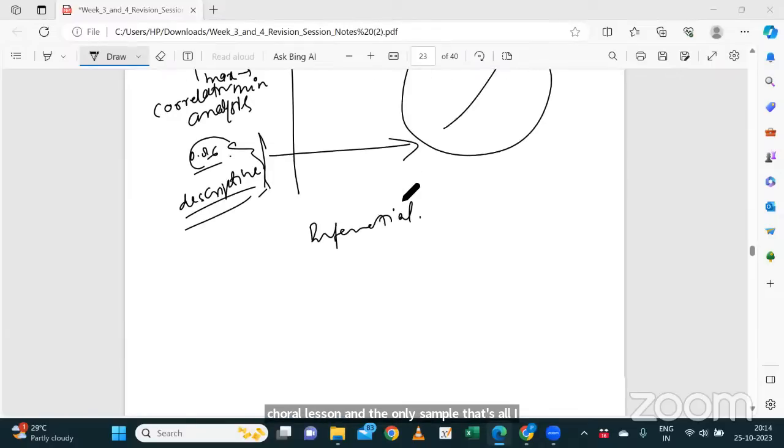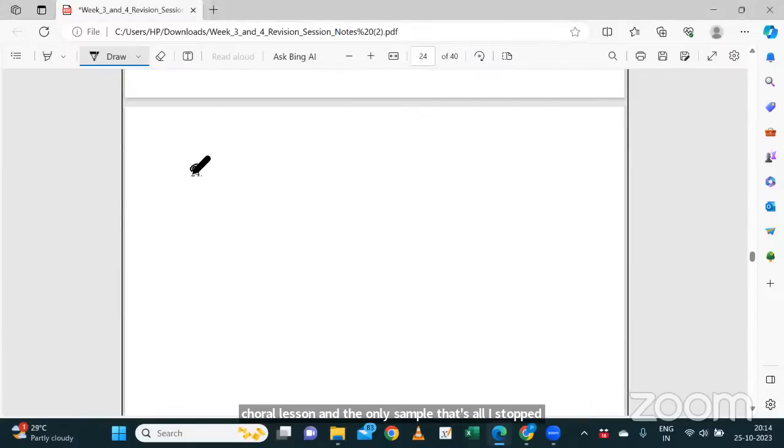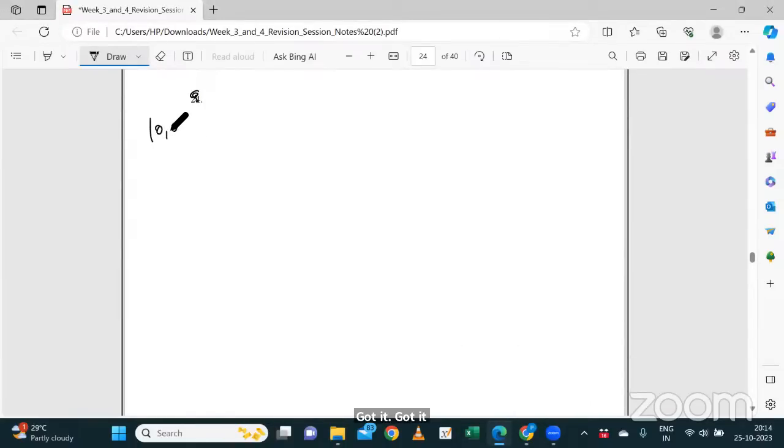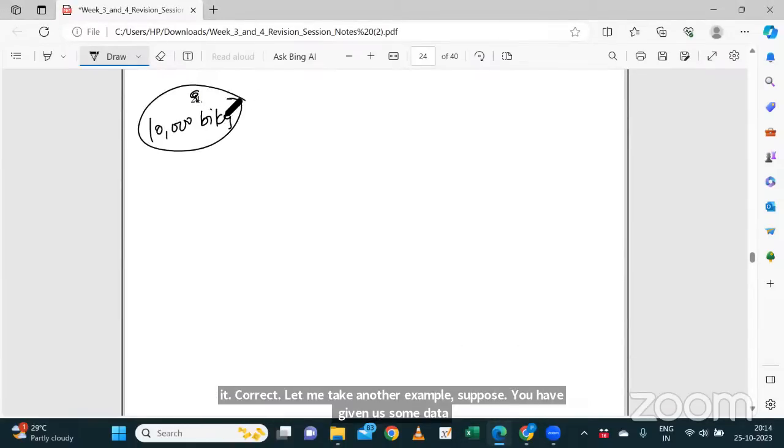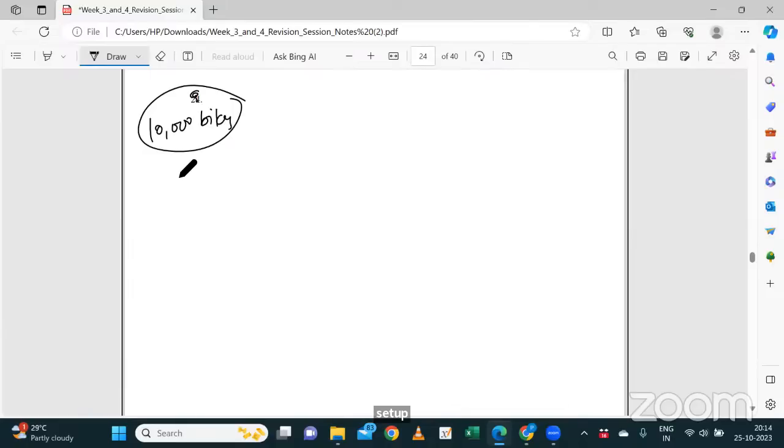Correct. Let me take another example. Suppose you are given a data set of 10,000 bikes. Today's technology makes it very easy to compute with 10,000 records. Can you compute the average speed? You can tell me the maximum speed, minimum speed, or you can simply plot a bar chart. This will be descriptive statistics, right?